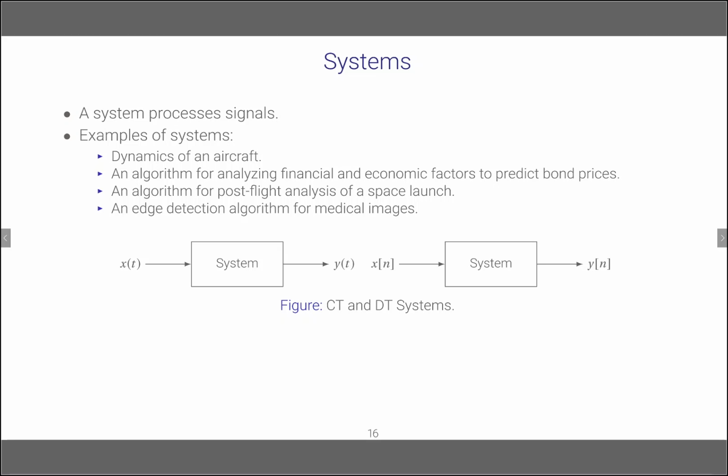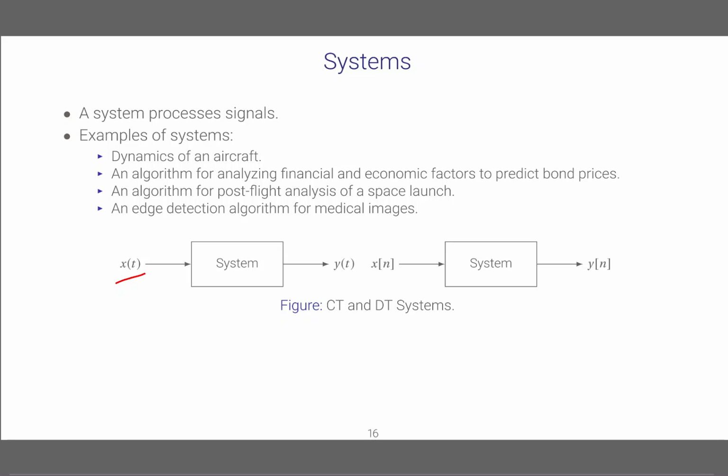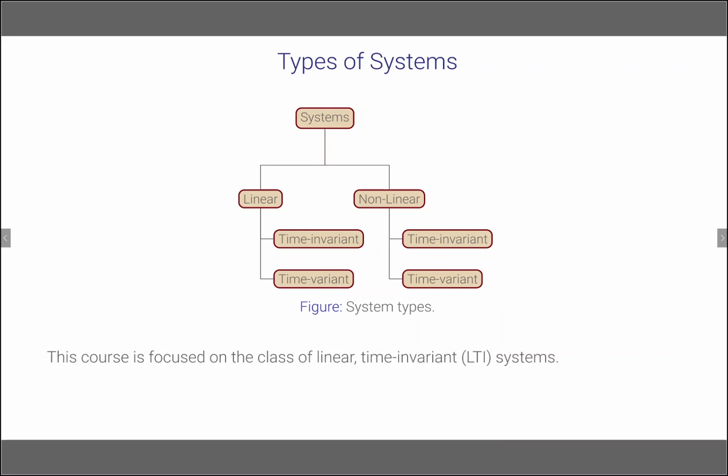So this is a continuous time signal x(t). You can see the independent variable is t. Also, we are using parentheses. The output is also a continuous time signal, and this is a continuous time system. And if your input is a discrete time signal and the output is a discrete time signal, you will have a discrete time system. So there are other types of systems.